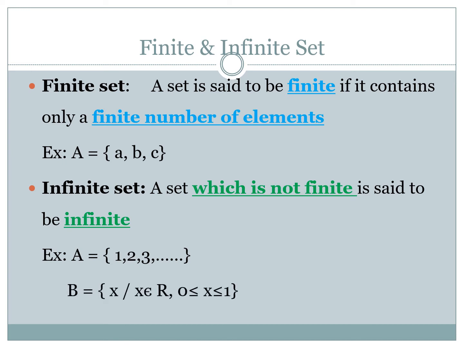Next is set B. B equal to the set of all x such that x belongs to R, 0 less than or equal to x less than or equal to 1. Here R denotes the set of real numbers. So we are not able to list out the members of set B, and the number of elements of set B is not finite. So B is an infinite set.